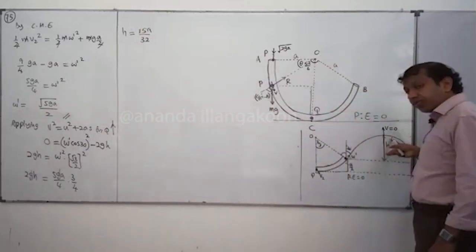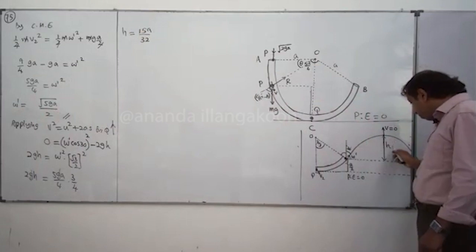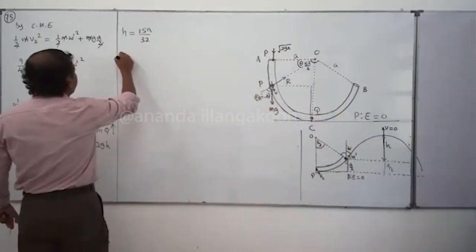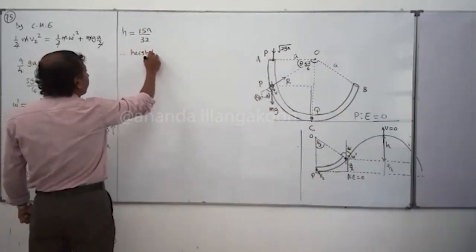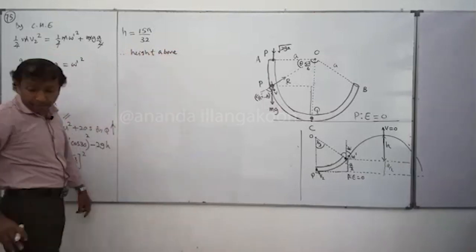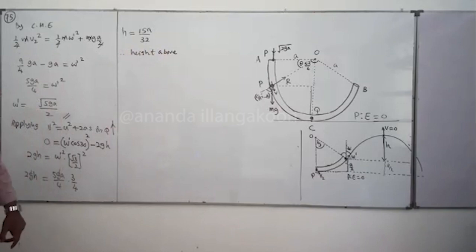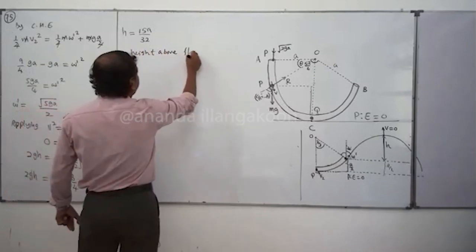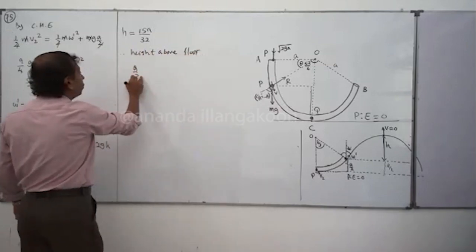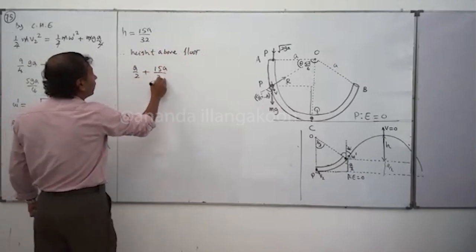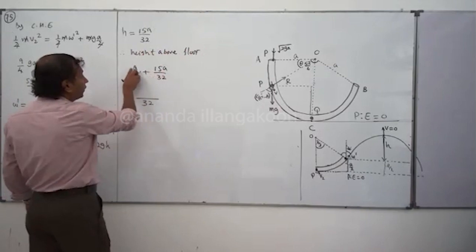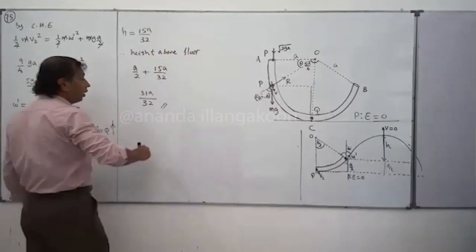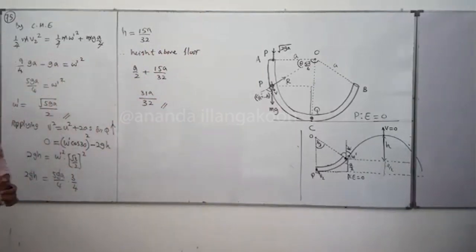But we are asked to find the height from the ground. Then to this h, we have to add this a by 2. Therefore, the height above the floor is a by 2 plus 15a by 32. Then 32 is the common denominator. This is 16a plus 15a, 31a by 32. This is the height above the ground it reaches. This is how we take that answer.